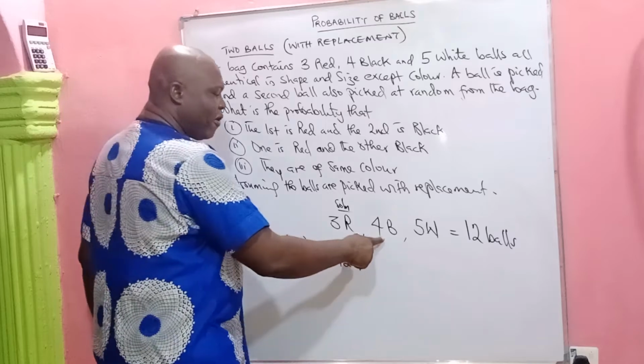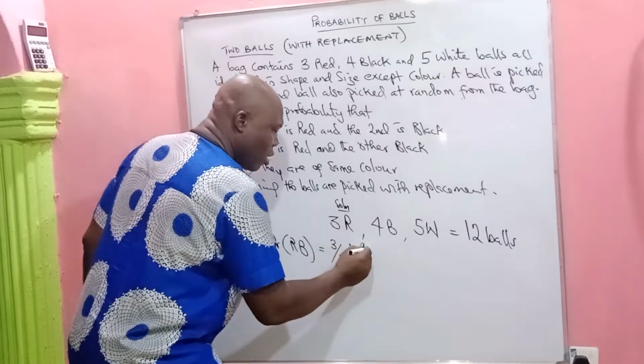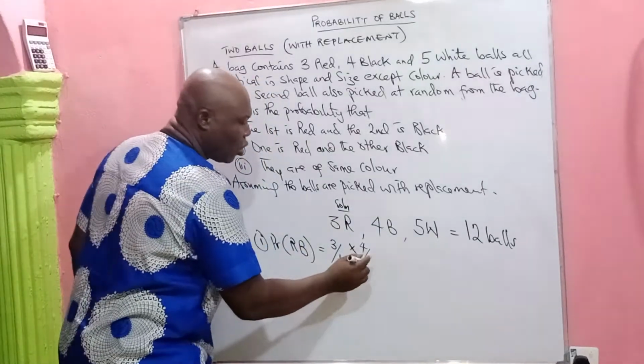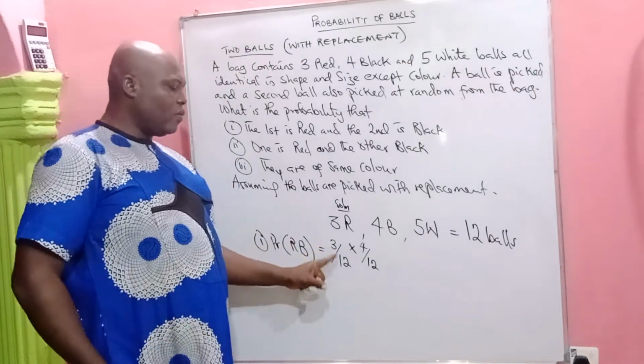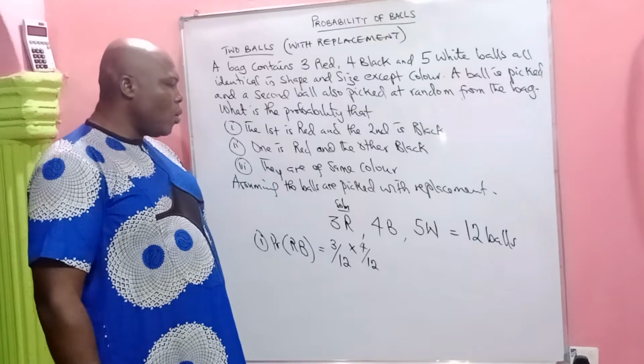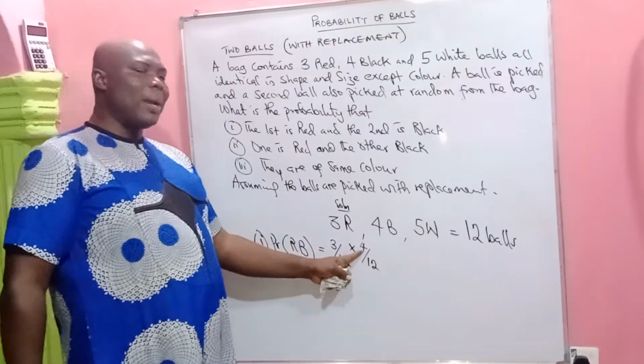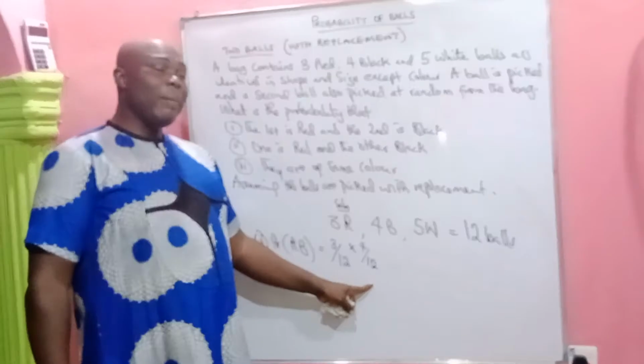In that bag there are 4 black balls, so that will be 4 all over. The total number of balls is also 12. So when we pick the first one to be red, there were 3 red balls over 12 total balls. We picked the second one to be black, and there were 4 black balls all over 12. Remember that we are replacing.